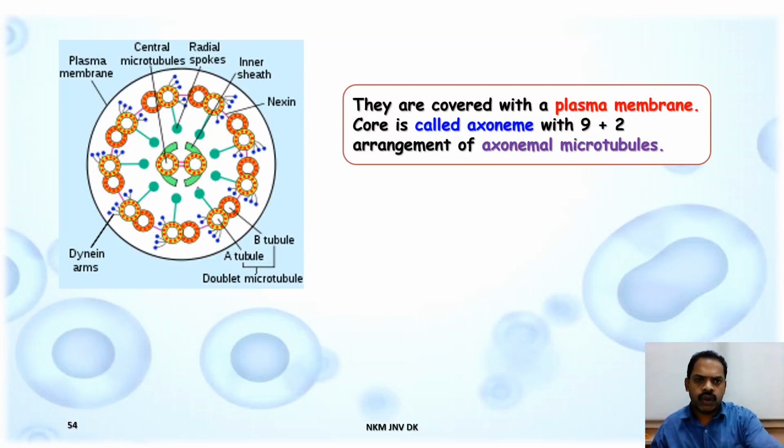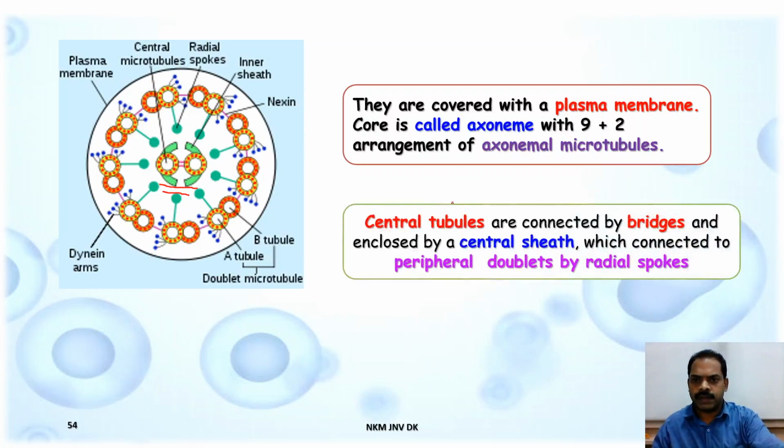What is 9+2? Two are there in the middle, and the nine are around: 1, 2, 3, 4, 5, 6, 7, 8, 9. That is called a cartwheel arrangement. Bullock cart, you have seen? How does a bullock cart wheel or cycle wheel look? The spokes, the central part, and the spokes radiating to different parts. In that manner it is present. So that is the structural anatomy of cilia as well as flagella.